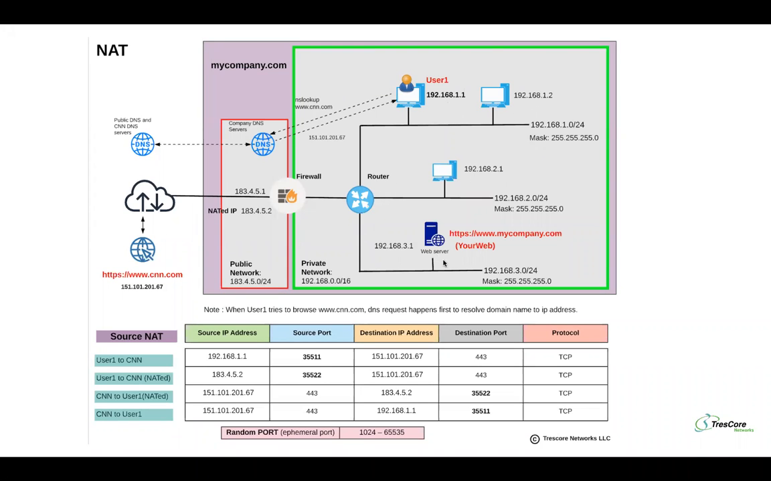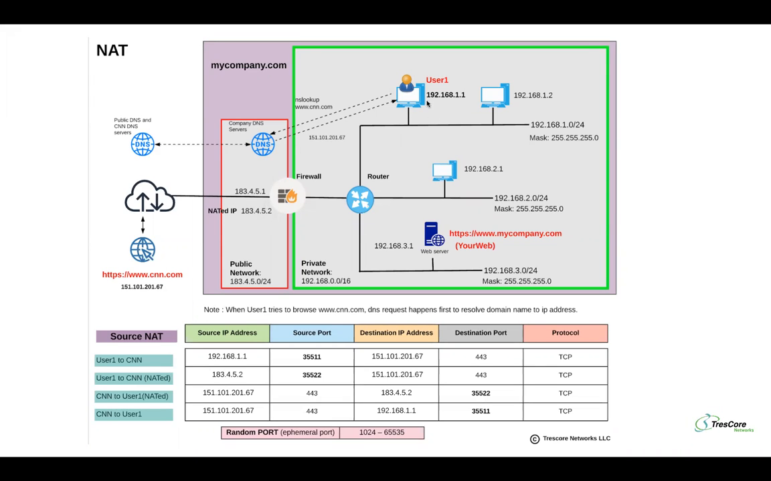So they break it into multiple pieces, subnetworks, right? And from this IP address range you can choose one IP address to be used as the public facing IP address.